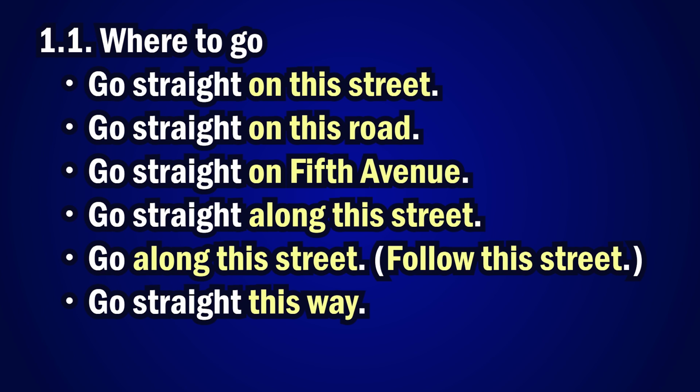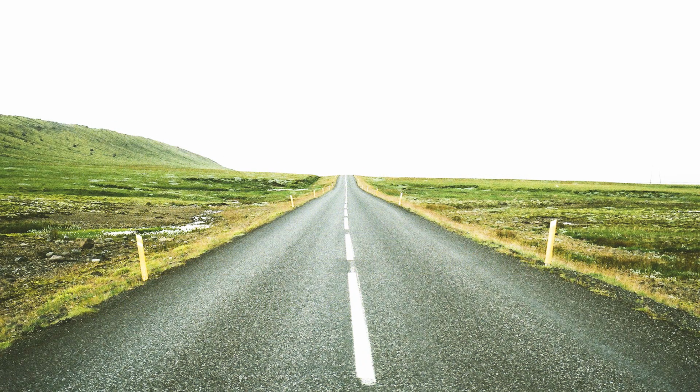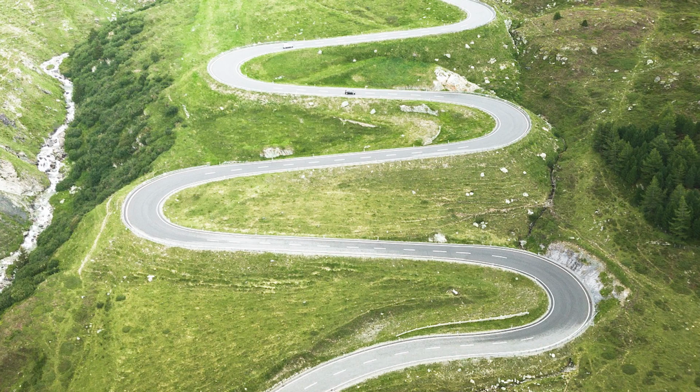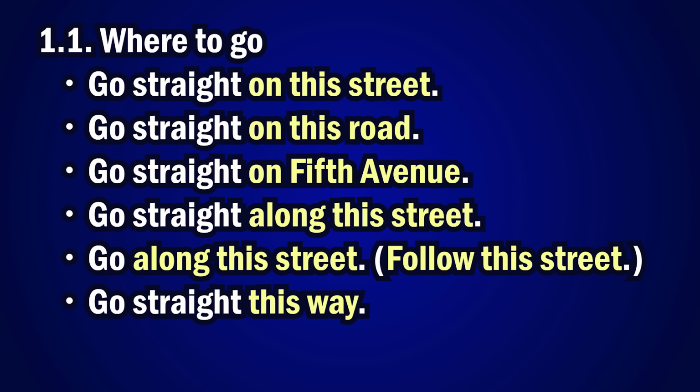Next, go straight along this street. Go along this street or follow this street. These expressions are similar but slightly different, so be careful. Go straight along the street means to go straight because the street is straight. However, not all streets are straight. Some are curved, so we say go along this street to follow it. Alright, the last is go straight this way. You can use gestures to point the way to go.